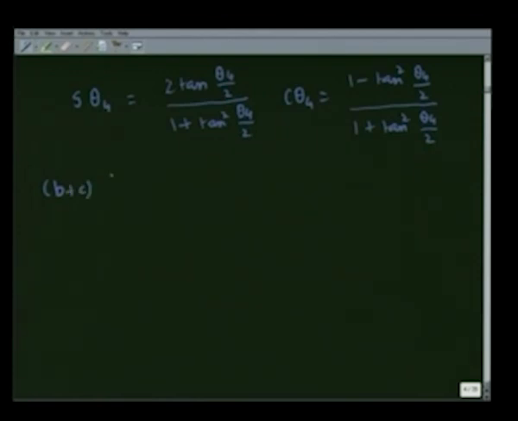B plus C tan squared theta 4 by 2 minus 2A tan theta 4 by 2 plus C minus B equal to 0. So, finally, we get this quadratic equation in tan theta 4 by 2, where A, B and C are all known quantities in terms of the link lengths and the given input angle theta 2.